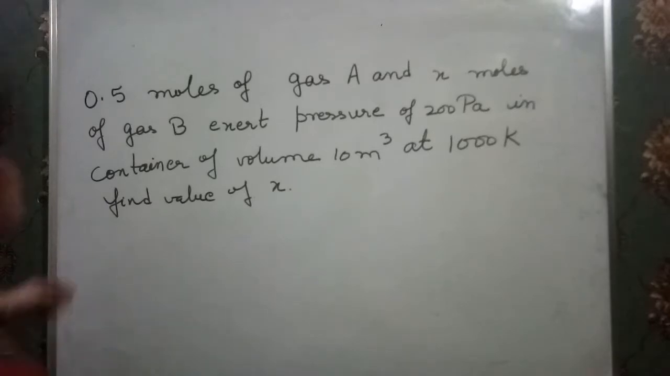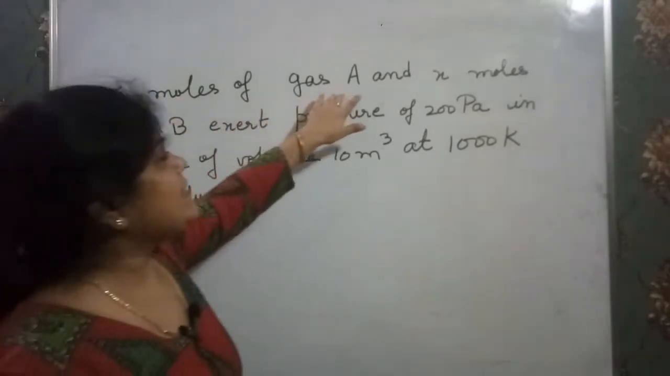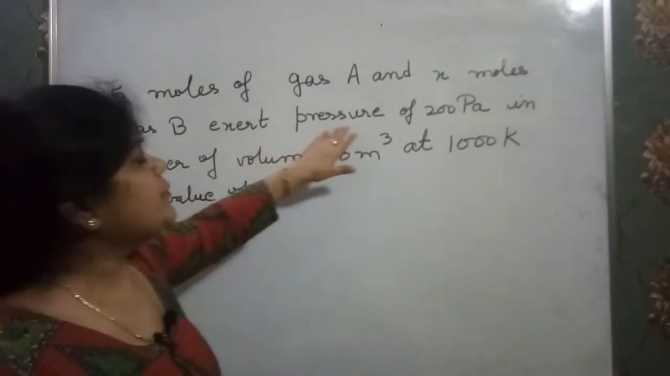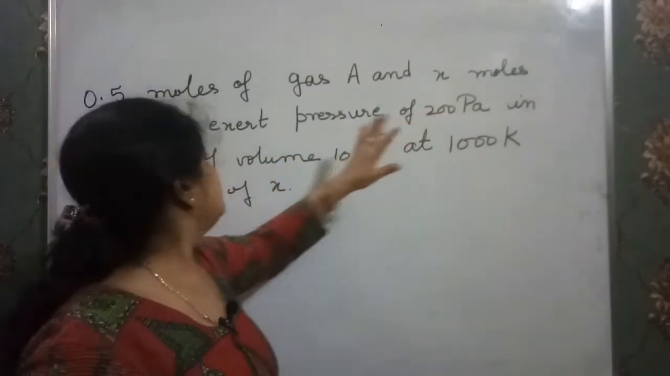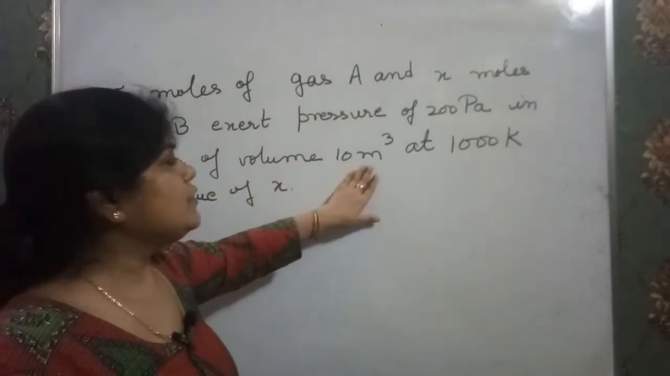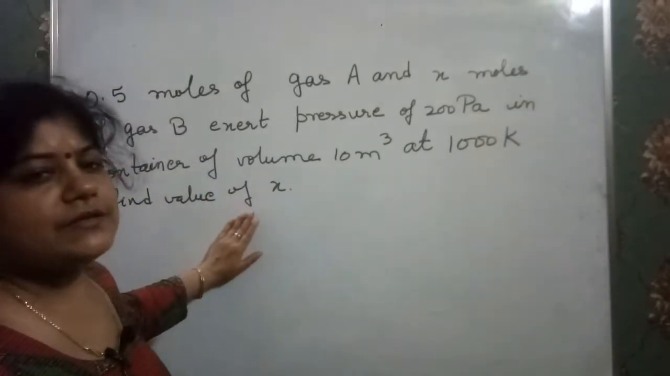Now the next question in front of us is: 0.5 moles of gas A and X moles of gas B exert a pressure of 200 Pascal in a container of volume 10 meter cube at 1000 Kelvin. Find the value of X.